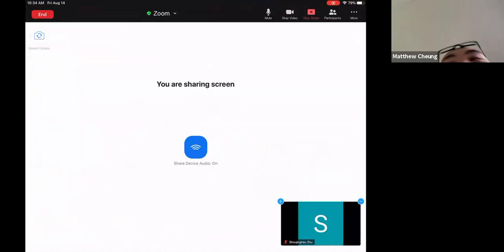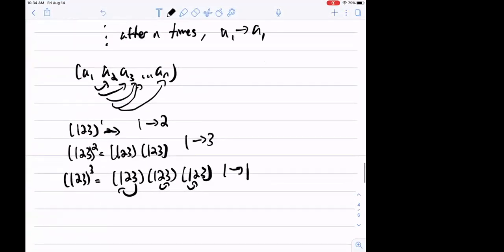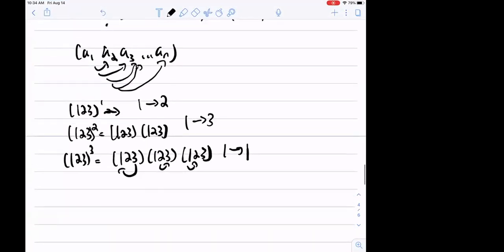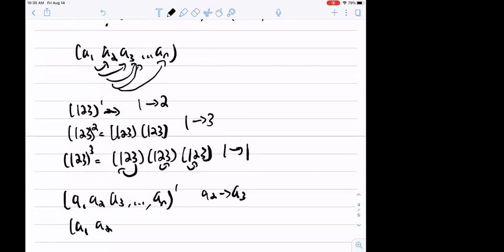There's a structure to these cycles, right? You know where each one goes. And similarly, if I take the second element, A1, A2, A3, and the first power, A2 goes to A3, right? And then it's the same idea.